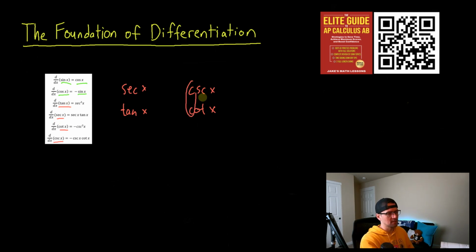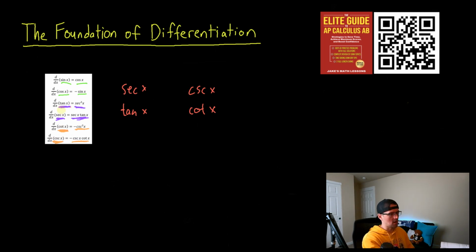The things that start with co are going to go together. The things that don't start with co are going to go together. So secant and tangent kind of get matched up, and then cosecant and cotangent get matched up together. And just looking at these derivatives here, you can very clearly see that, right? We have our secant and our tangent. The derivative of secant and the derivative of tangent only contain secant and tangent in it. And then similarly, the derivative of cotangent and cosecant only contain cosecant and cotangent in them.